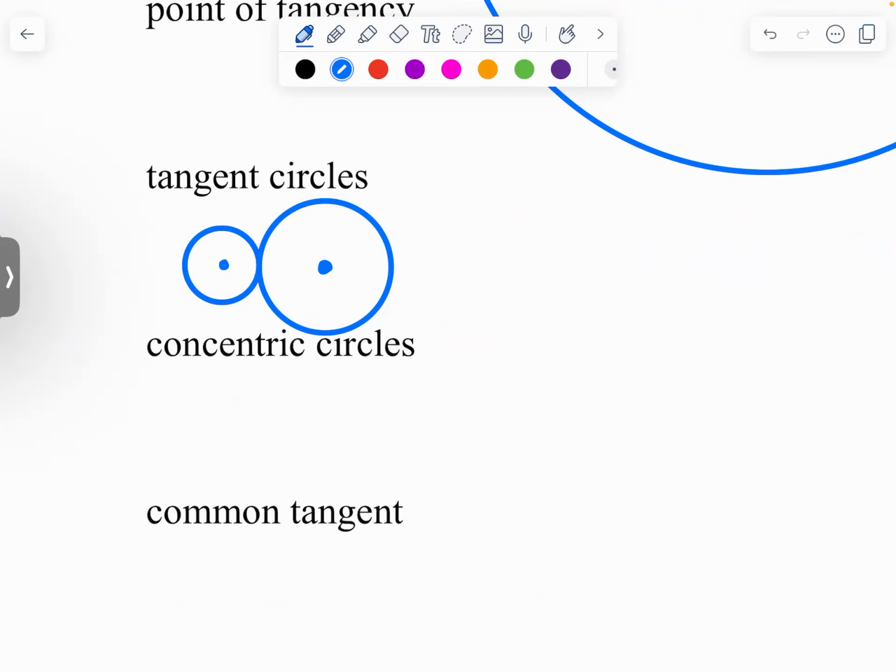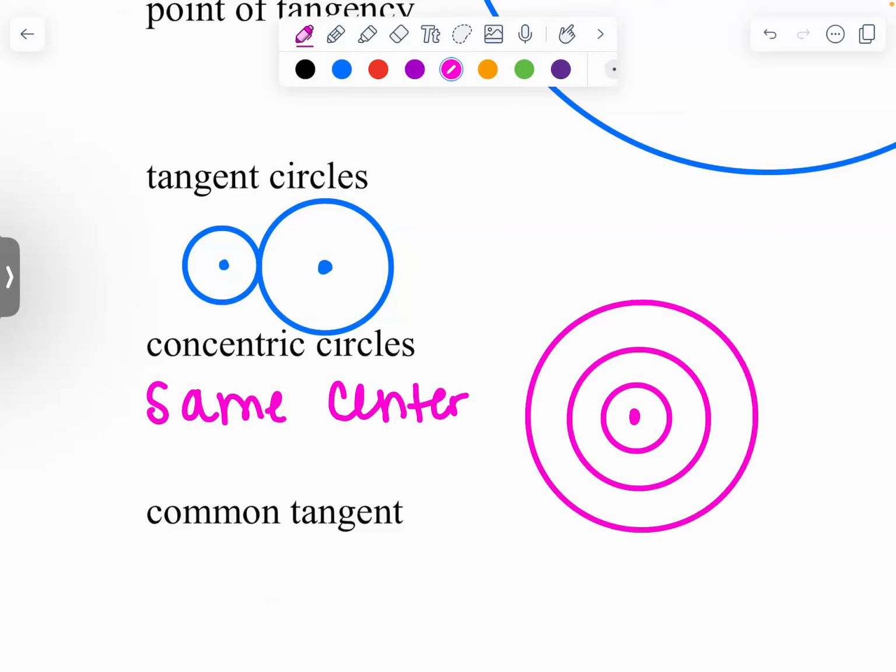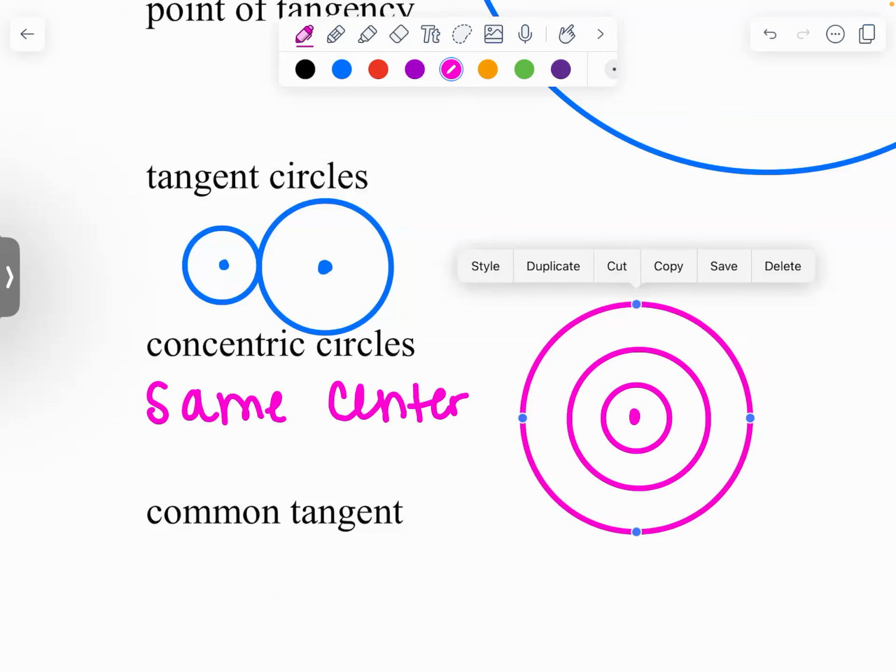Has anybody heard the term concentric circles? You've seen a lot of them. More like any sort of target, right? There's circles that have the same center. So there's our center that we all share in common.